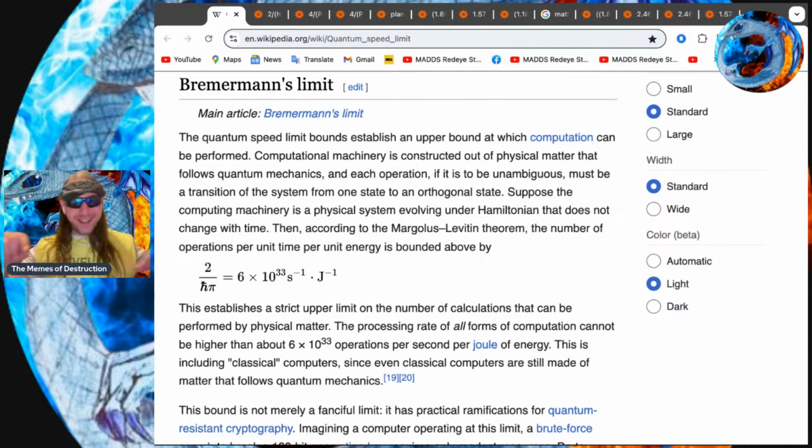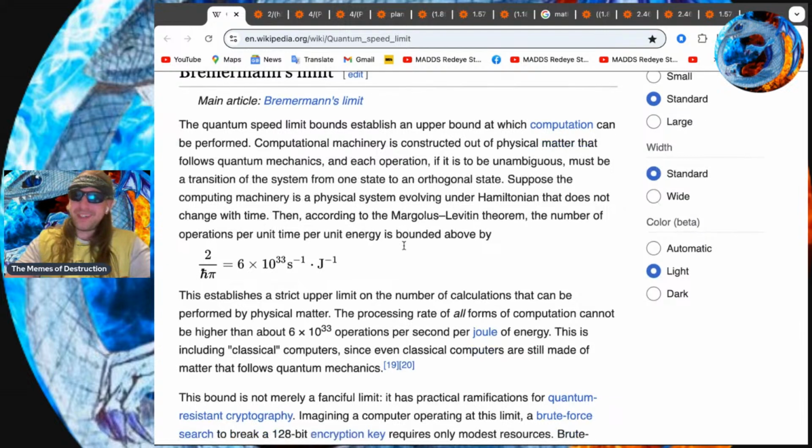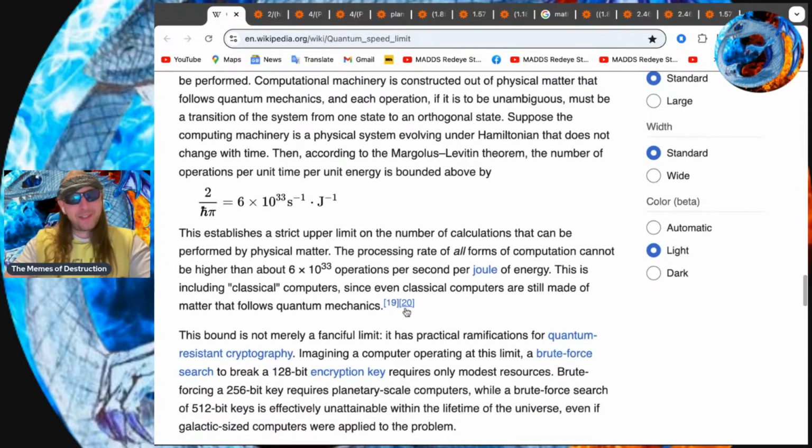Okay. Single quotation marks. That's how it's often said, but that's a different discussion. This establishes a strict upper limit on the number of calculations that can be performed by physical matter. The processing rate of all forms of computation cannot be higher than about the number we were talking about, operations per second per joule of energy. This is including classical computers, since even classical computers are still made of matter and follow quantum mechanics.